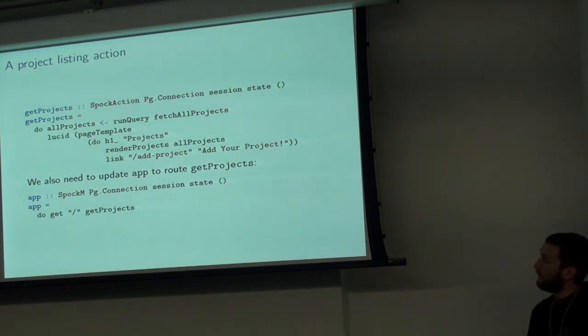So now we just need to wire this all together into Spock. So our get projects action, which is what we started to define earlier, begins by fetching the projects from the database. Then we use Lucid to send HTML down to the client. We're going to use our page template that we introduced before to give it that general page structure. And then I use renderProjects to render all of these projects down to the client. And there is a link here, which is a bit of a spoiler of what's going next, I suppose. And finally, we need to change our top-level application to include a route for this action. So I'm just changing our default action to now list projects.